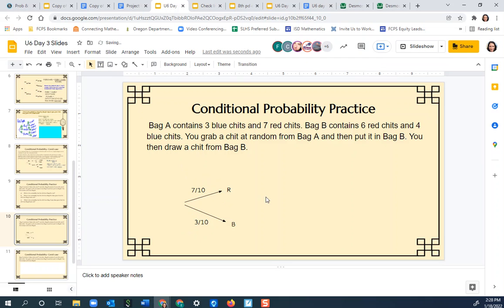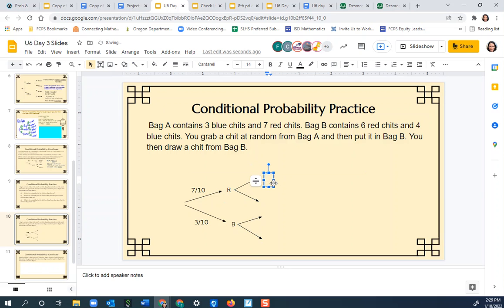Okay, but now we're going to take the one that we took out and put it into bag B, and that changes the composition of bag B. All right, so let's draw some arrows for the second round. Okay, and the second round could also be red or blue. So we're going to do red or blue. But remember, it's a different bag. And remember that we changed that different bag too.